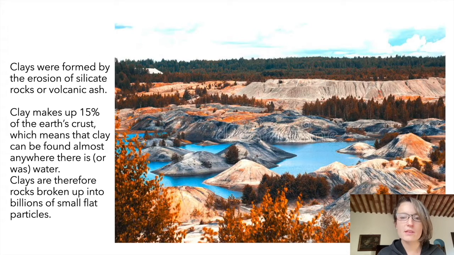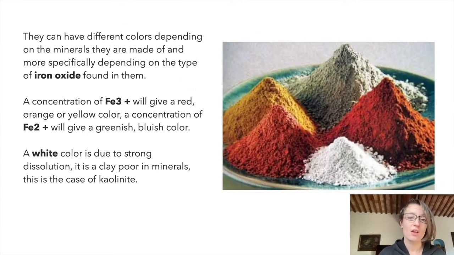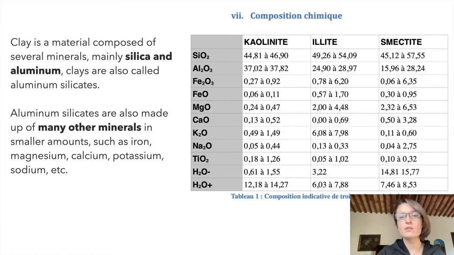So clay is a mineral that can be found all over the world, wherever there was or there is water. It's 15% of the Earth's crust. So there are different types of clay, different colors, and the colors depend on the minerals in the clay and especially on the iron oxide. So here you can see the composition of clay. So clay is mainly silica and aluminum. And then there are other minerals in smaller quantities.